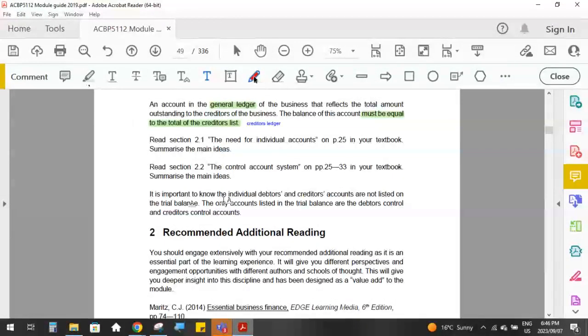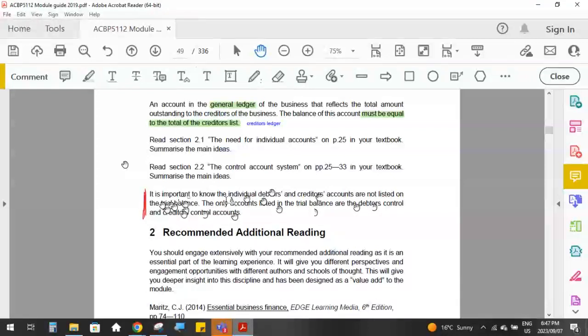So here they've given us, again, just highlighted for us, and this is, again, just because it's an area that the students do kind of get confused with. Important to remember that the individual debtors and creditors accounts, in other words, those records of all the transactions with each separate debtor and each separate creditor, are not listed on the trial balance. In other words, they don't appear in our general ledger at all. The only accounts listed in the trial balance will be the debtors control account and the creditors control account.